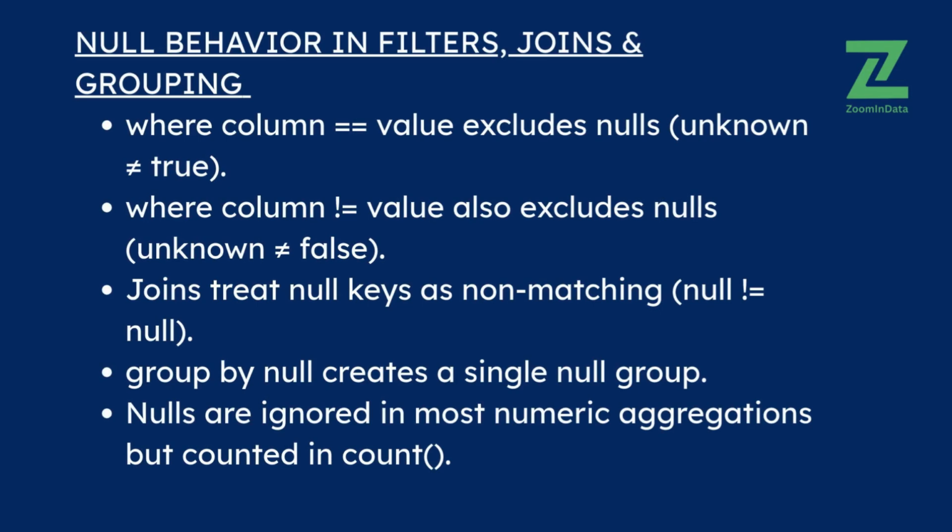Null behavior changes how filters, joins, and grouping work. In where column equals value, nulls are excluded because unknown is not true. Same for not equals, nulls are still excluded. Joins treat null keys as non-matching. Null does not equal null. Group by null creates a single null group. Nulls are ignored in most numeric aggregations but are counted in count. These rules are consistent but surprising if you're coming from two-valued logic databases.